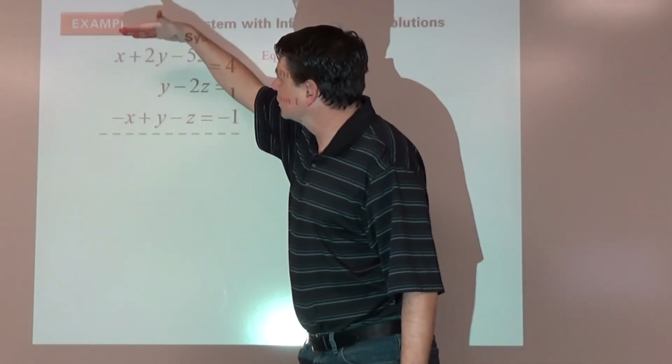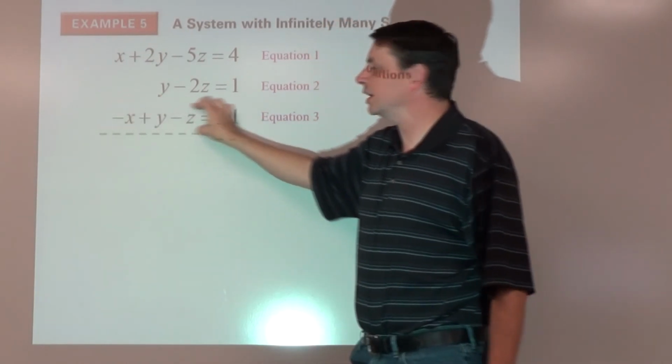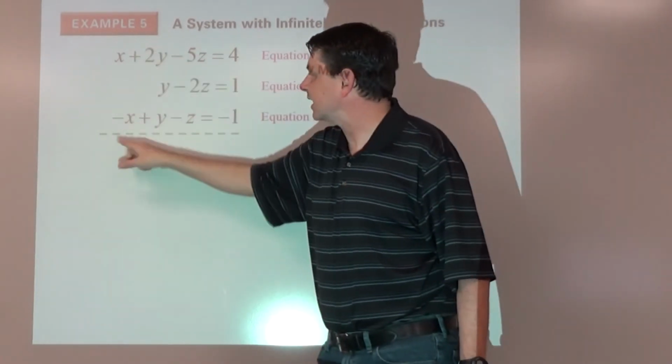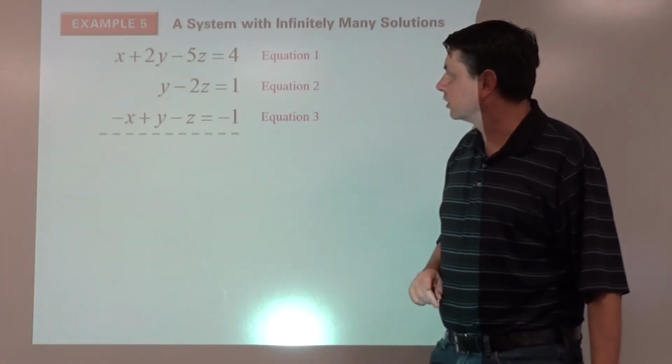So let's multiply. Well, actually, I don't think we need to multiply. Let's just add these two equations. That'll create a new third equation by adding these. X is gone. 3y minus 6z is equal to 3.